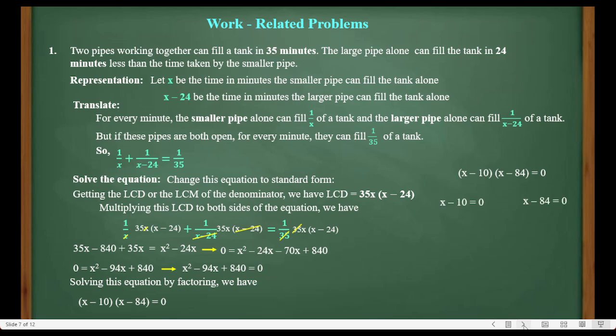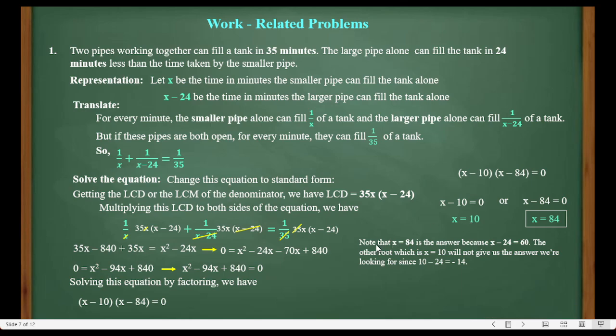And we have two resulting linear equations in one unknown. So we have x minus 10 equals 0, and the other one is x minus 84 equals 0. So the two values of x are 10 and 84. Between the two, we can only accept 84 and not 10. Why?